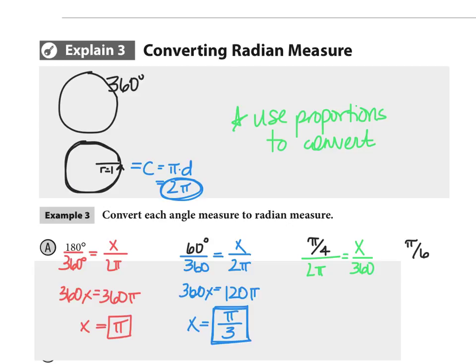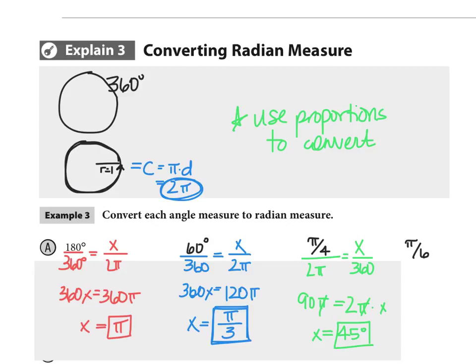So we're going to cross multiply there, and pi over 4 times 360 is going to give us 90 pi equals 2 pi times x. Notice those pi's are going to cancel each other. So we've got 90 equals 2x, and if I divide by 2, that means x is going to be 45 degrees. So pi over 4 in radians is the same concept as 45 degrees in degree measure.